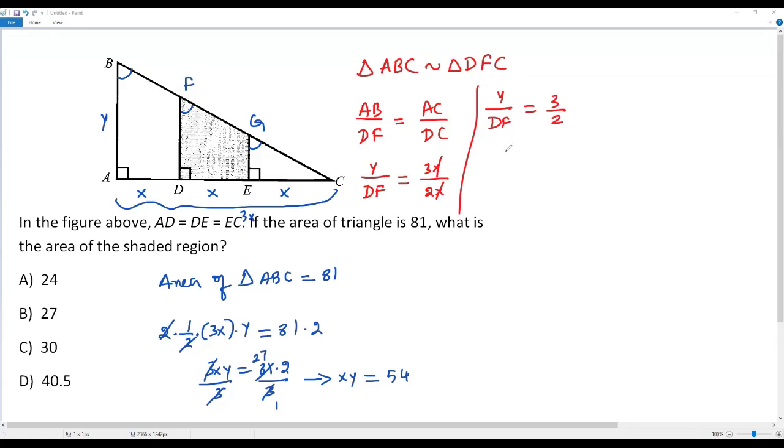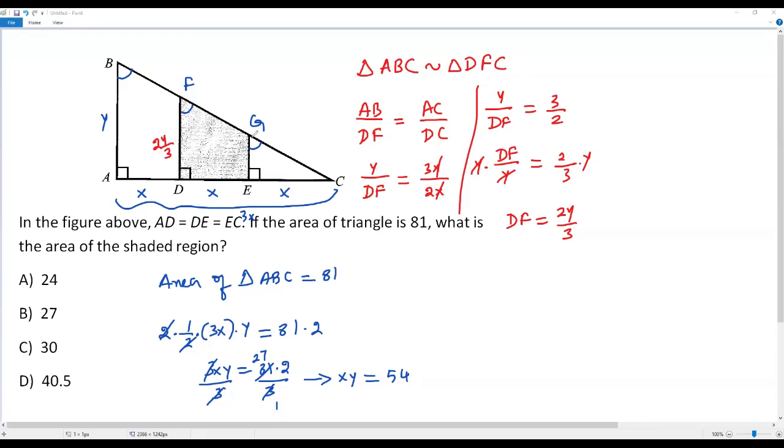Okay, now let me take a reciprocal on both sides, and I'm getting DF over Y on the left side. When I take reciprocal for this 3 over 2, I'm getting 2 over 3. Now let me multiply both sides of this equation by Y. Then this Y will cancel. Then I'm getting DF equals 2Y over 3. Okay, now I got the length of this vertical line segment, that is 2Y over 3. That is, in this trapezoid, I got the length of one of the parallel sides.